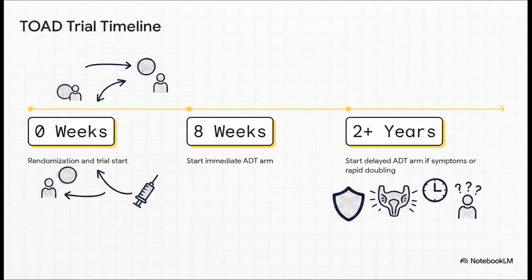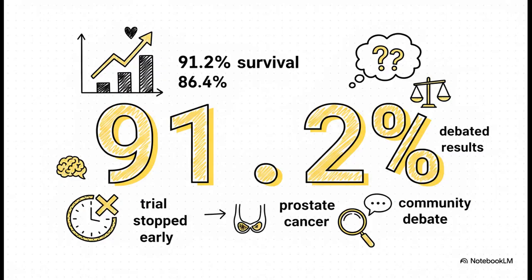Well, the TOAD trial tried to figure out if we should jump on ADT early or just wait it out, which is exactly what our patient was asking. They took patients with a PSA relapse and randomized them to either immediate ADT, meaning starting within 8 weeks, or a heavily delayed approach where they waited over 2 years until the guy actually developed symptoms, overt mets, or a really scary doubling time. The results? The immediate ADT arm had a 91.2% 5-year overall survival, beating the delayed arm's 86.4%. On paper, that looks like a slam dunk for early intervention.